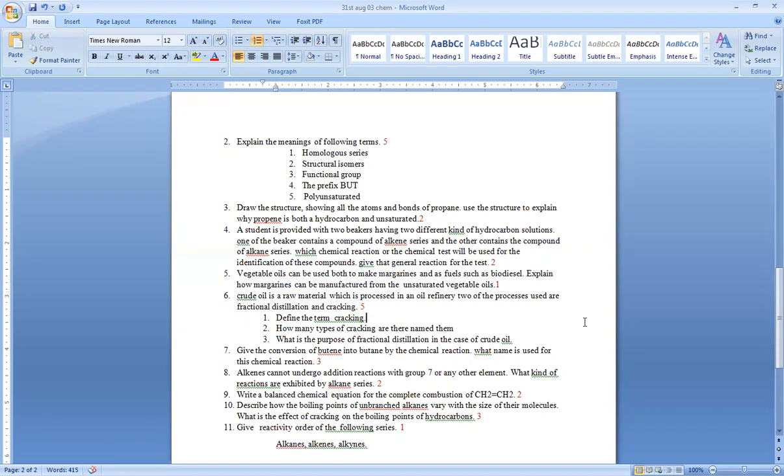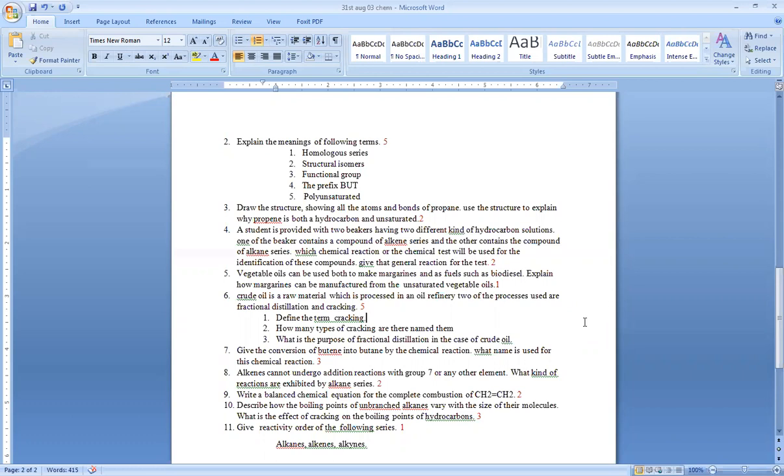Next: crude oil is a raw material which is processed in an oil refinery. Two of the processes used are fractional distillation and cracking. Now this statement uses a term called cracking. You have to define this. Secondly, how many types of cracking are there? You have to name these types of cracking. Third, what is the purpose of fractional distillation in the case of crude oil?